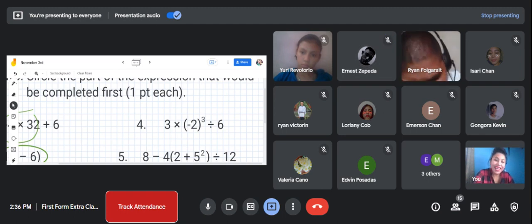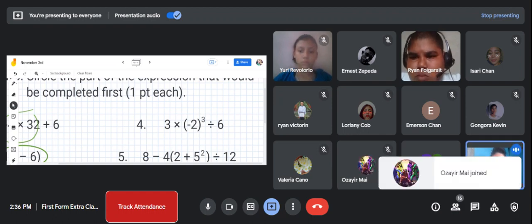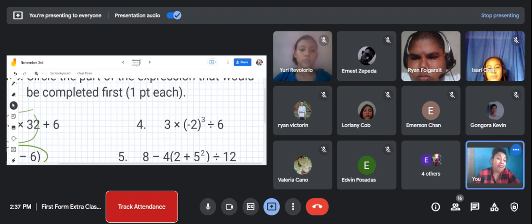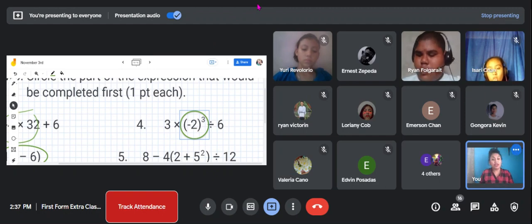Now, here we have to be careful and look at the questions, because when we say we do parentheses first, we have to make sure that inside of the parentheses there is something that I can solve. If I only circle the parentheses, I only have negative 2. What am I going to be doing with that negative 2? So I have to circle with the power. All of this. The parenthesis is there so that you understand I'm going to be doing negative 2 times negative 2 times negative 2, 3 times, with the negative.